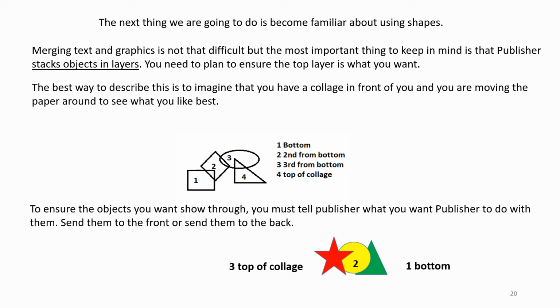The next thing we are going to do is become familiar with using shapes. Merging text and graphics is not that difficult, but the most important thing to keep in mind is that Publisher stacks objects in layers. You need to plan to ensure the top layer is what you want. The best way to describe this is to imagine that you have a collage in front of you and you are moving the paper around to see what you like best. To ensure the objects you want show through, you must tell Publisher what you want Publisher to do with them. Send them to the front or send them to the back.